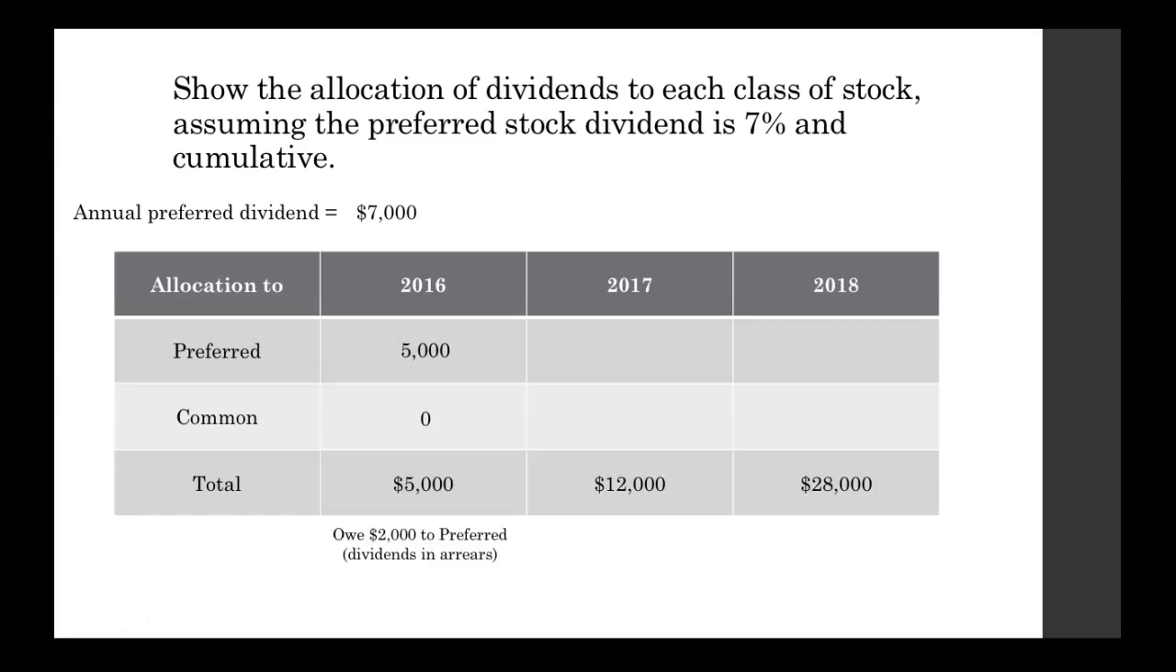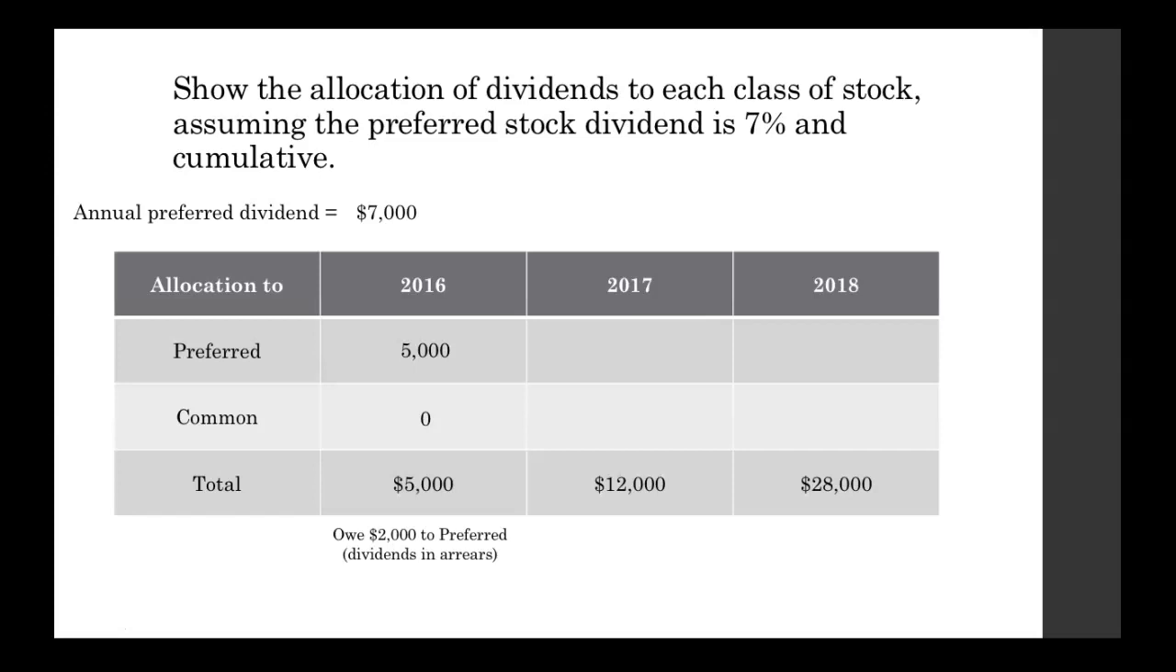Now, the other piece to this, since this is a cumulative problem, is that we still owe $2,000 to preferred shareholders. Those are called dividends in arrears. So we will have to pay that $2,000 down the road.